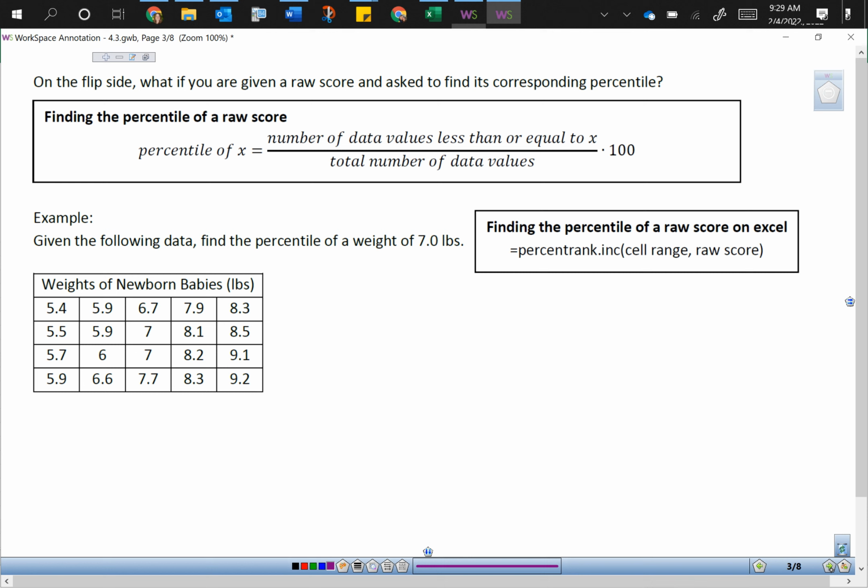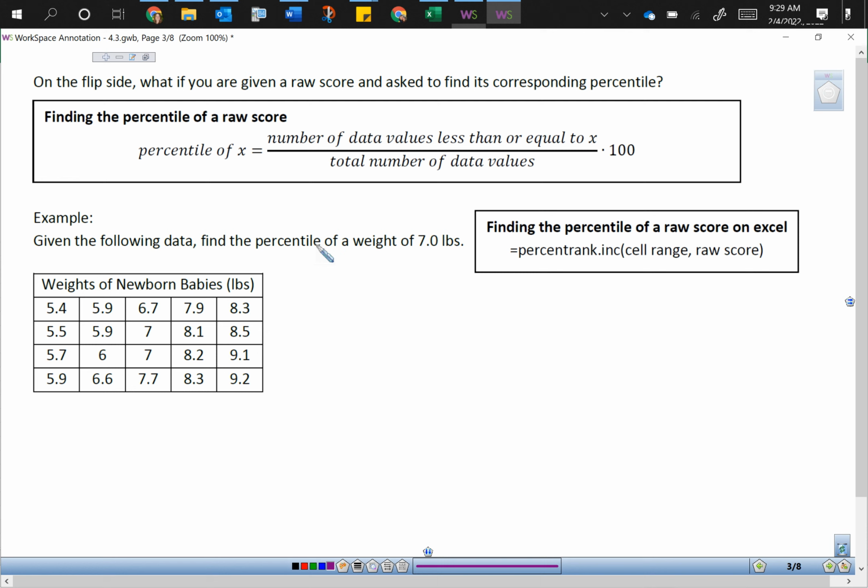So to do that, you need to take the number of data values less than or equal to X, which is why that's going to answer your question of why did we average those two, because it has to be less than or equal to X, divided by the total number of values, and multiply it by 100. So, given the following data, find the percentile of a weight of 7.0 pounds.